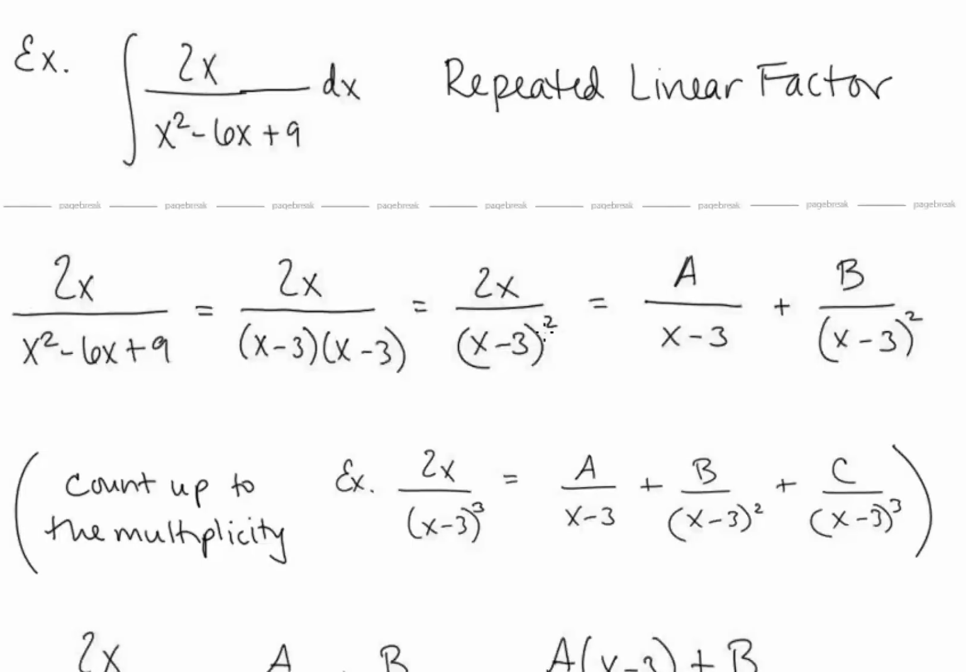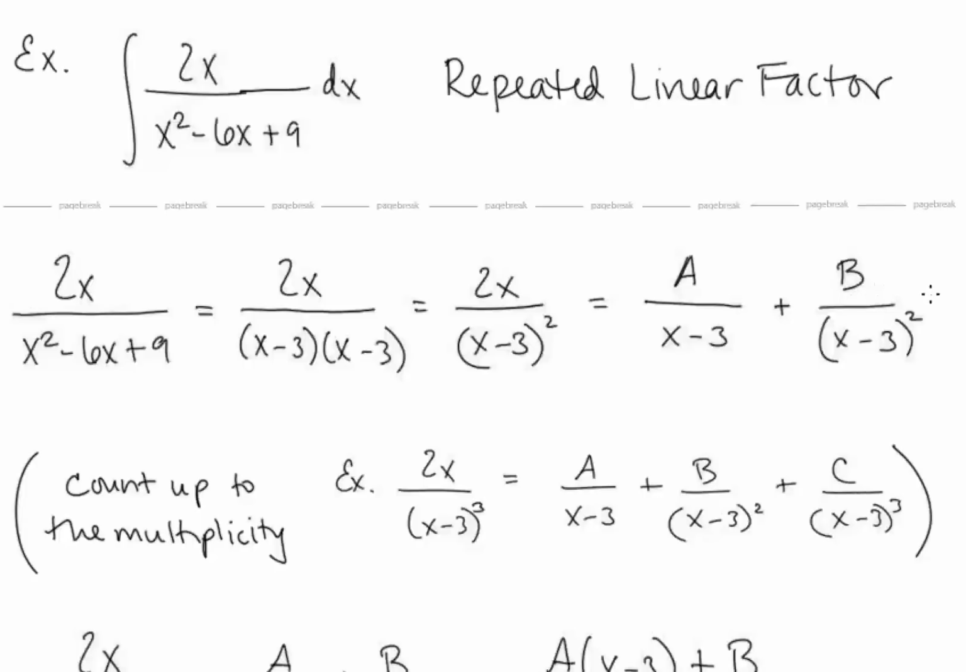So here it's a repeated linear factor. It has multiplicity 2, so we have x minus 3 to the first and x minus 3 squared as our denominators. And because this is a linear factor we're talking about, they all get constant numerators. Even if we had multiplicity 3, they all get constant numerators. It doesn't count as a quadratic or a third degree denominator. It counts as a linear factor that is repeated. So linear factors get constant numerators.